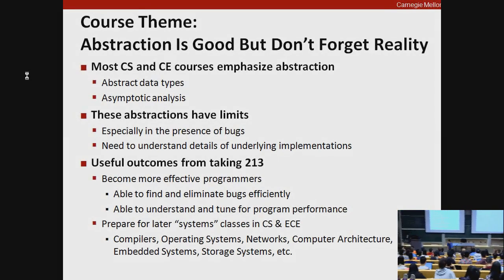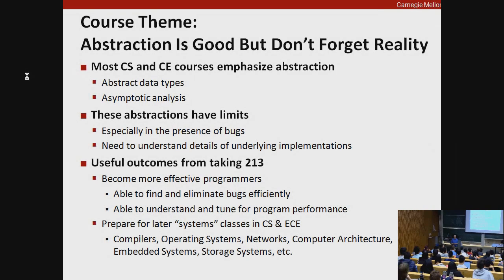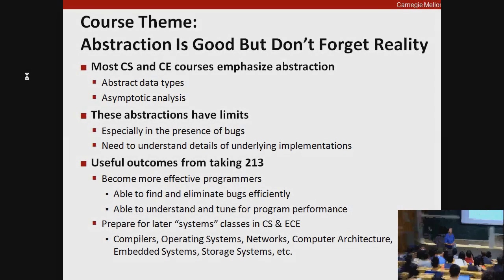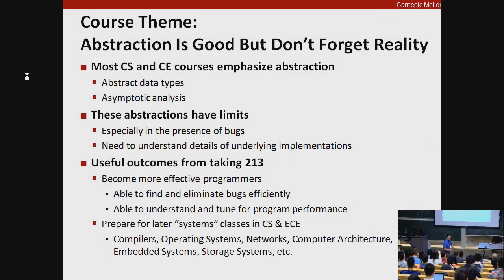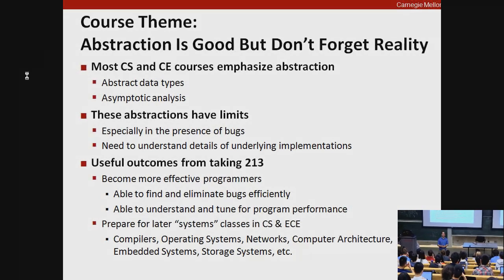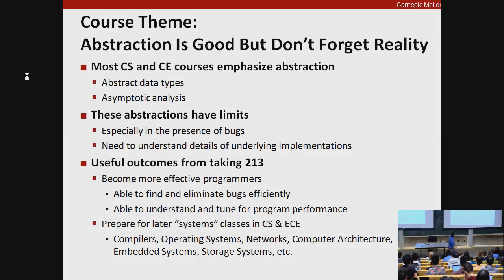You actually need to get down to the details. Whether that's measuring actual performance in actual time rather than throwing away that pesky constant, or thinking about how something runs on a real computer. And that's what 213 is about. 213 is about doing it for real.